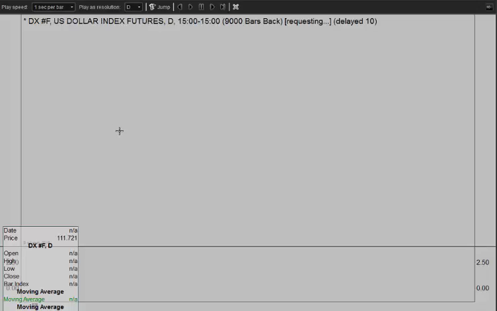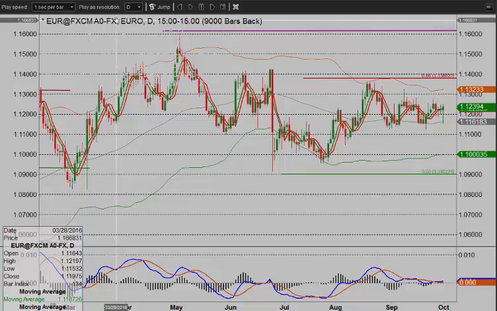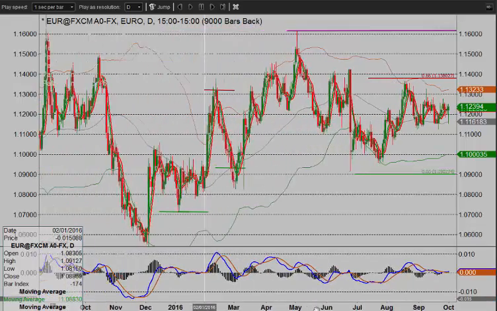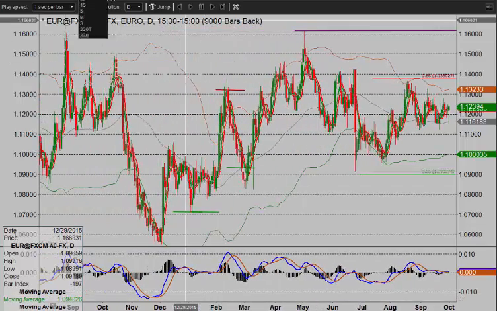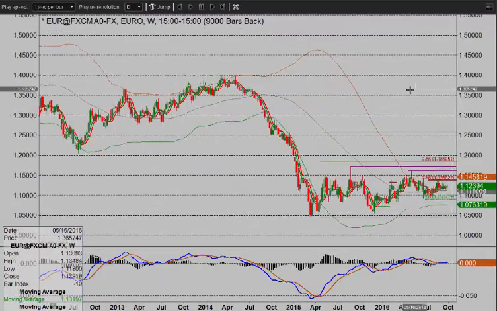Let's go to the euro next. Here's the euro on a daily chart. Similar, we see this period that you've been in now for some time. Boy, I have to pop right back out to that weekly as just a bear flag.